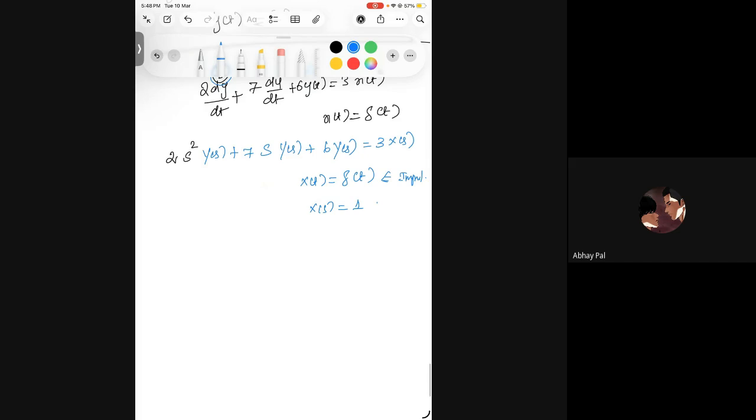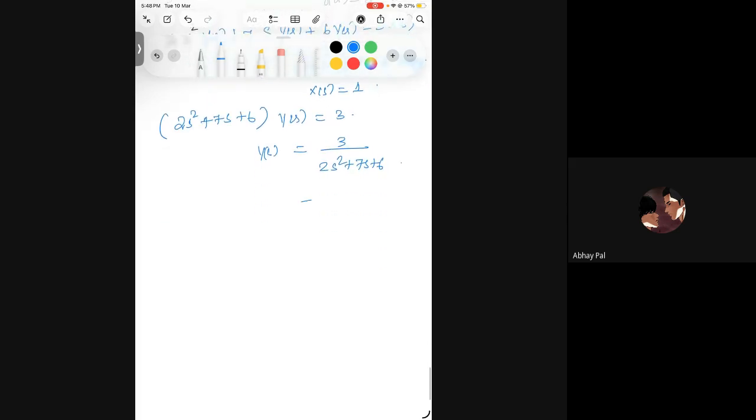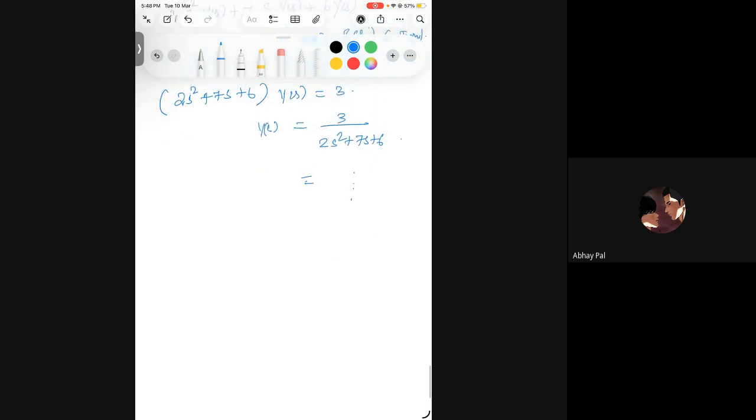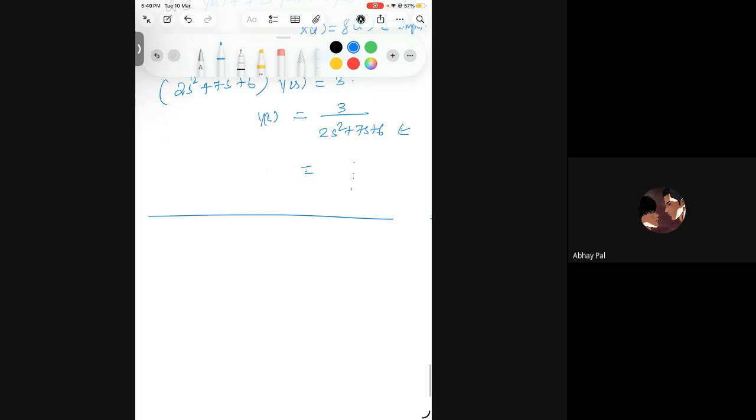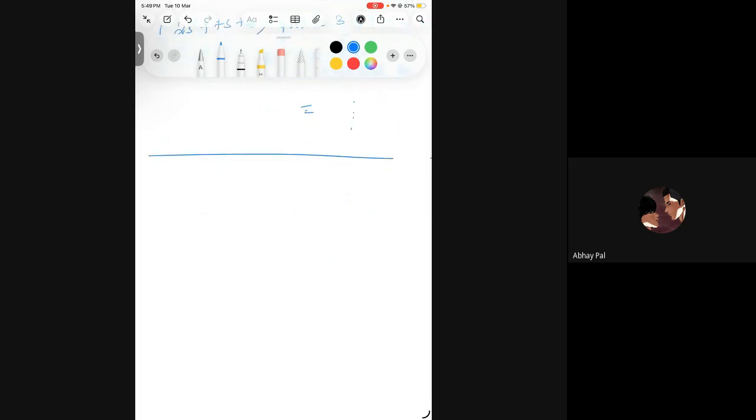So it's just 3. So 2s squared plus 7s plus 6 into Y(s) equals just 3. So Y(s) equals 3 by 2s squared plus 7s plus 6. So this is going to be the transfer function. Just do partial fraction and you will get the answer. There is no formula or any technical thing here. It will take time if we do it now. Whatever fractions you get, if you calculate correctly, you will get the transfer function. That is the right answer.